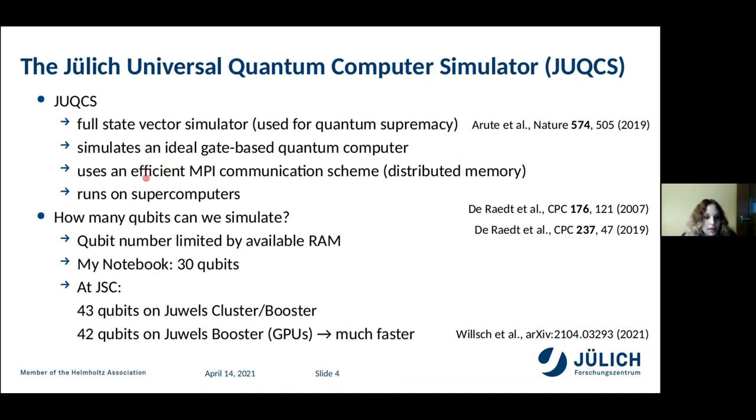And the good thing is it has a very efficient MPI communication scheme. So we can actually use distributed memory. As I said, we are basically limited by RAM. So if the required RAM is more than fits on a single node, then we need distributed memory, and then we need communication between the nodes so that we can actually run this code on the supercomputers. And this is implemented in JUQCS. So how many qubits can we now simulate? As I said, we are basically limited by RAM. On my notebook, I could do 30 qubits, and at JSC, we can do 43 qubits on the supercomputer JUWELS, on cluster and booster modules, and we can do 42 qubits on the JUWELS Booster if we use the GPUs. So there we can do 1 qubit less, but this is much faster than using the CPUs.